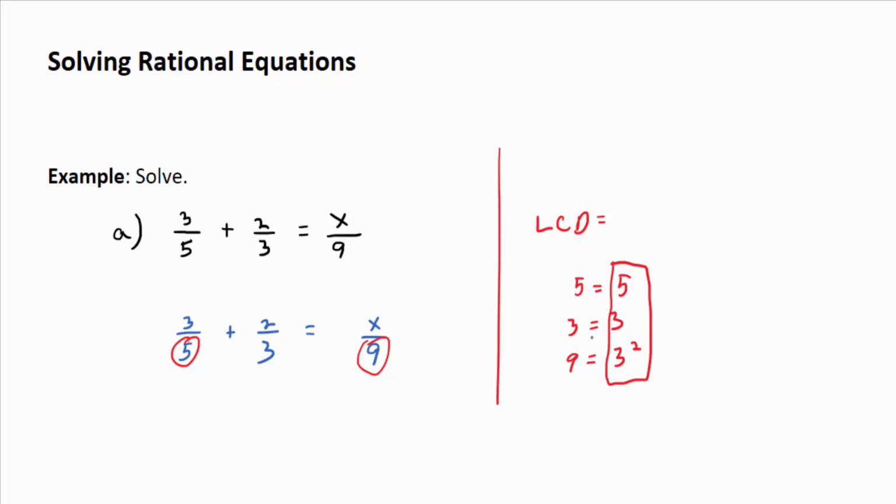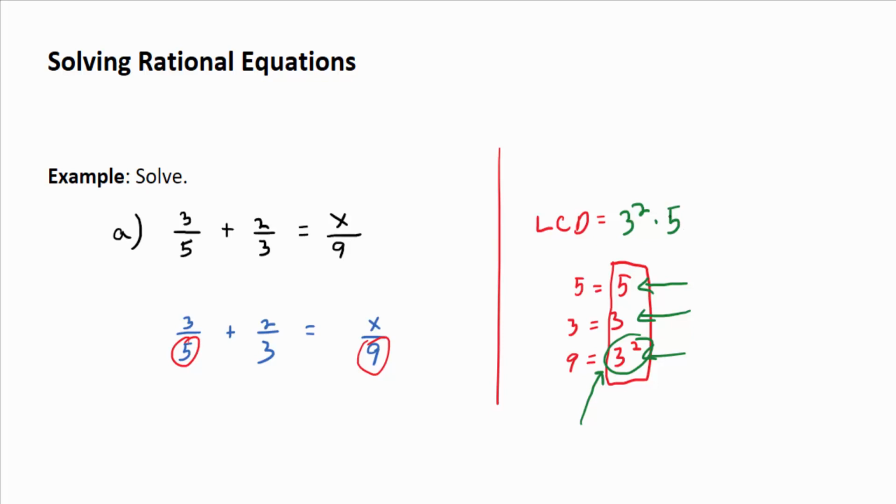If you want to find the LCD, you look at the prime factorizations of each of the denominators involved, and you know that the LCD has to contain one of each. So it has to contain a factor of 5. It has to contain a factor of 3, but wait, it's got to contain a factor of 3 squared also. So to form the LCD, you take the higher power of whatever base you have, in this case 3 squared, and then times 5.